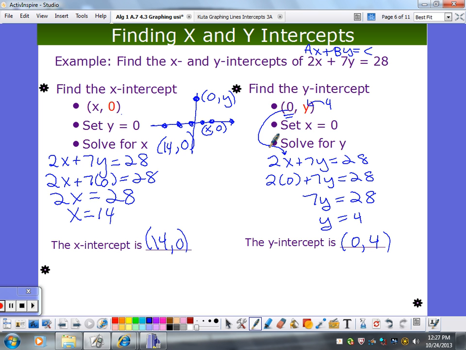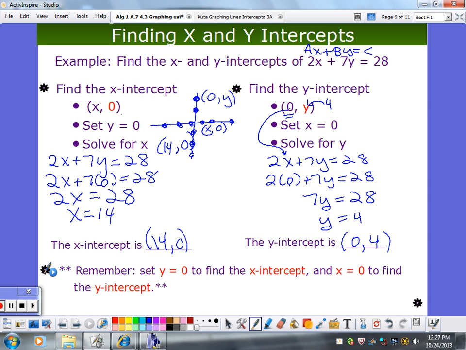Same thing with this one over here. What's the x value of anything on here? 0, right? The x value. So I know half my point. So I plug that in and solve for the other. And again, that is the tricky bit. You use y equals 0 to find the x-intercept, and x equals 0 to find the y-intercept.